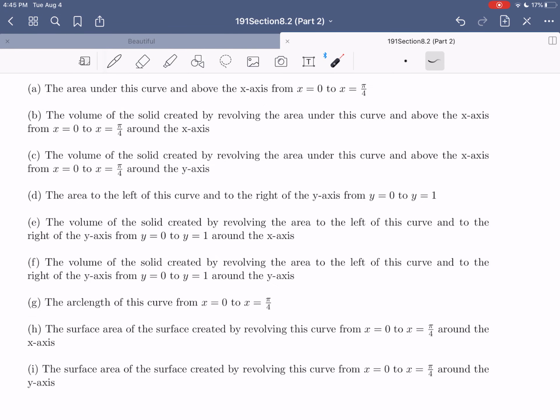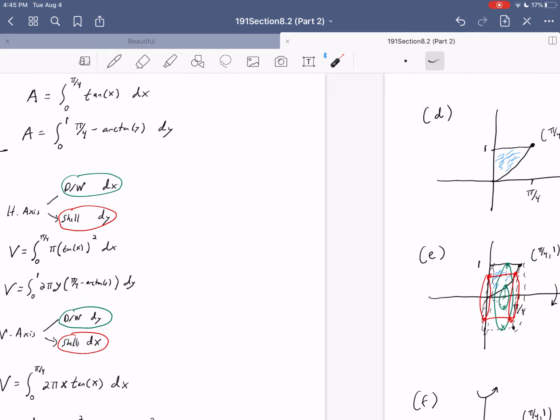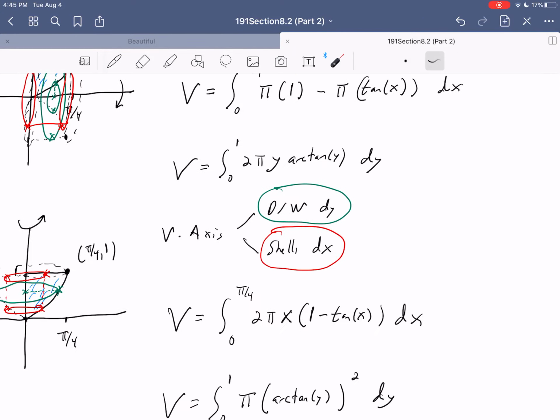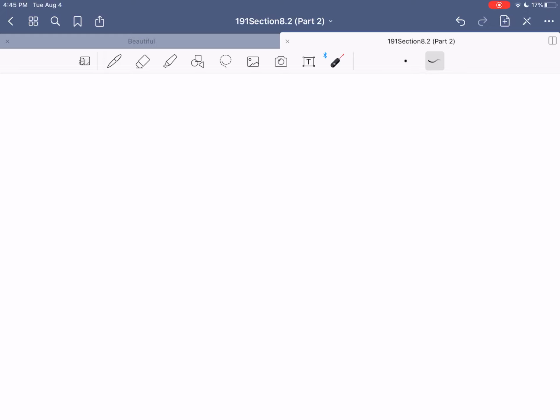So if we go back, we're going to take a look at G, which notice says the arc length of this curve from x equals 0 to x equals pi over 4. No need to define a region because we're just talking about the length of the curve. So let's go ahead and look at that. So give ourselves another page here. I think we are on part G. Yep, call this G at this point. So we don't really need the diagram, but I'll just go ahead and draw it. So there's pi over 4, and there's 1. So we have this piece of our curve here, and we're going to be measuring the distance along that curve.